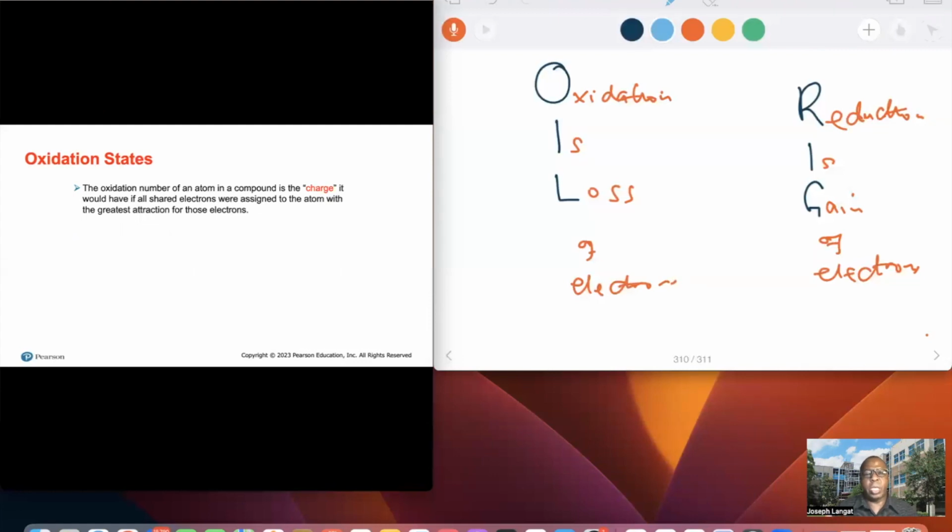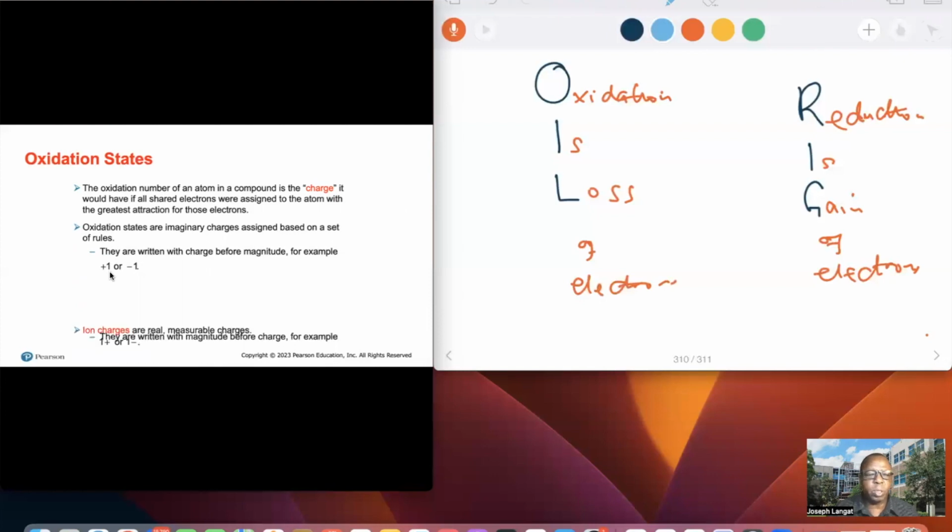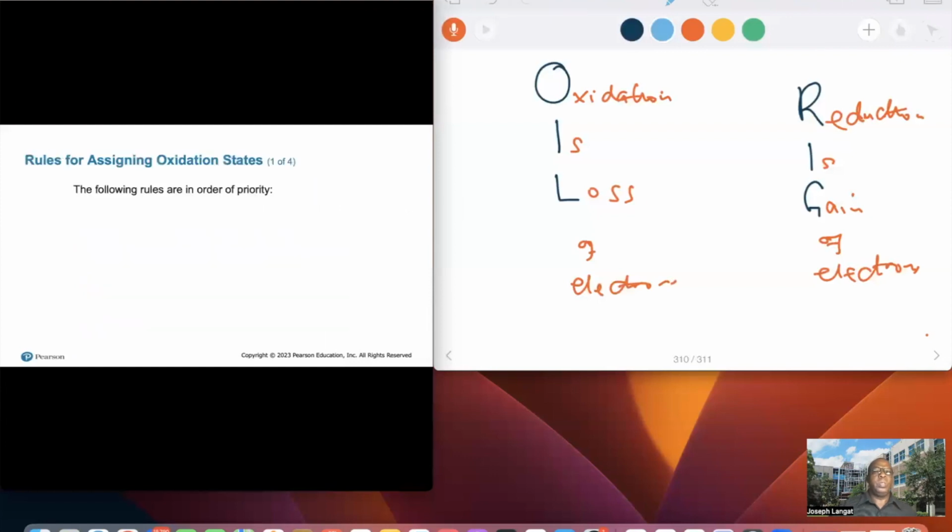So this is just a chart. Oxidation number is just a chart it will have for an element if it was to share electrons in a compound. You'll notice that the sign is written in front of the number, as opposed to what we know from the charges, which go on the right side of the number. And there are rules for assigning oxidation number, which you need to learn and commit to memory.